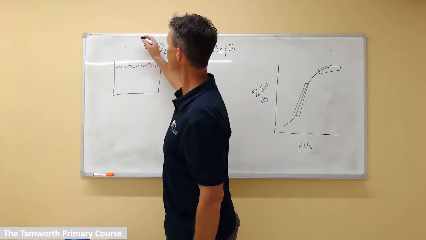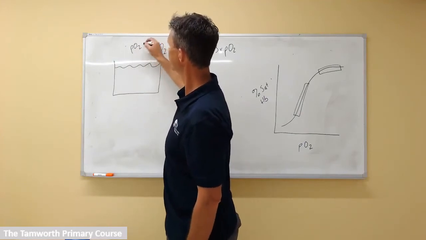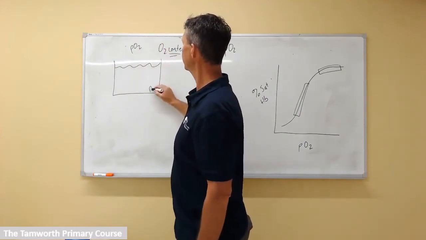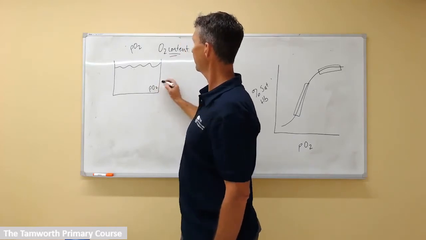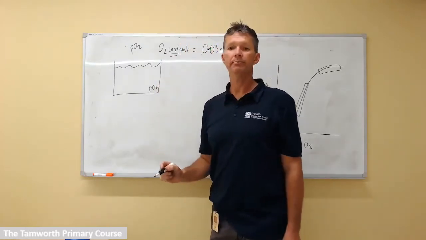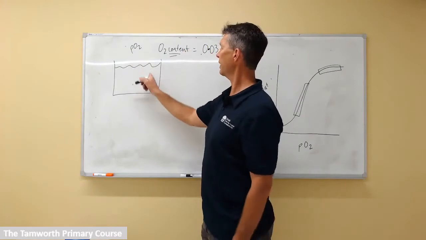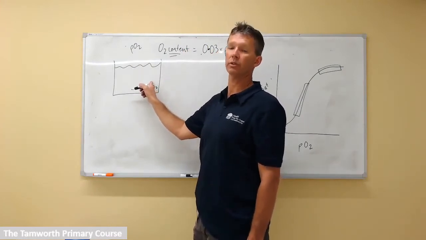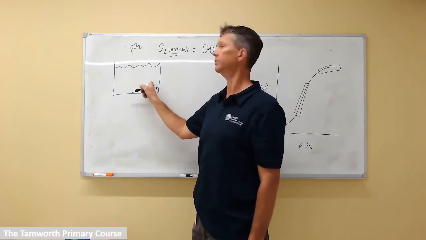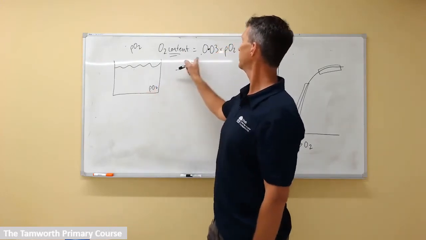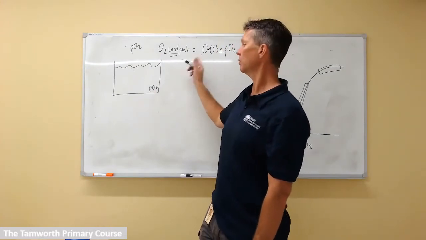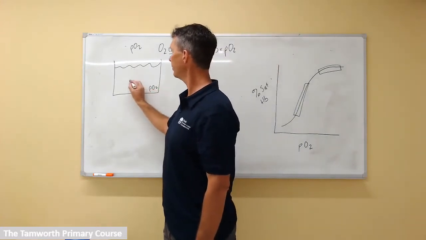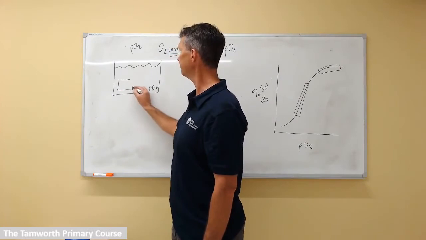Again, it has a surface between air and liquid, and we allow it to equilibrate such that we have 3% of the partial pressure of oxygen dissolved into the liquid in this relationship. What we're now going to do is put a compartment in here.